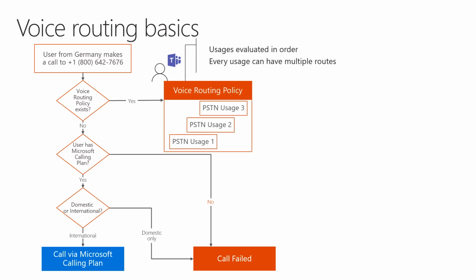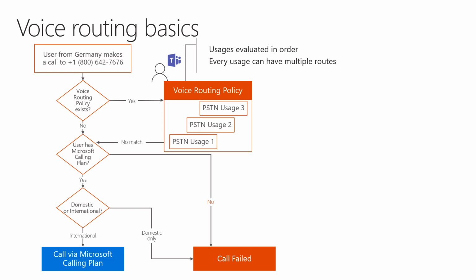But if the user actually has a voice routing policy, it means this user is a user for direct routing. Within this voice routing policy, there are different PSTN usages. They are evaluated in order, and each of these usages can have multiple routes. So now the system is looking first: does the user have a voice routing policy, and what are the PSTN usages?